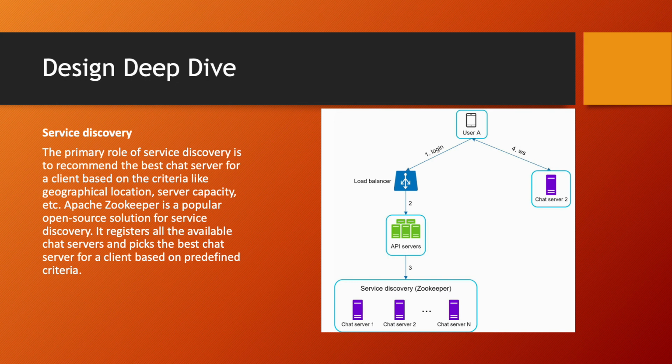Now, if you go step by step here, user A tries to log in to the app. The load balancer sends the login request to API servers. After the backend authenticates the user, service discovery finds the best chat server for user A. In this example, server 2 is chosen and server info is returned back to user A. User A connects to chat server 2 through the WebSocket.